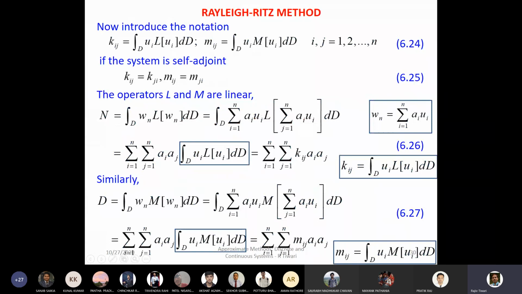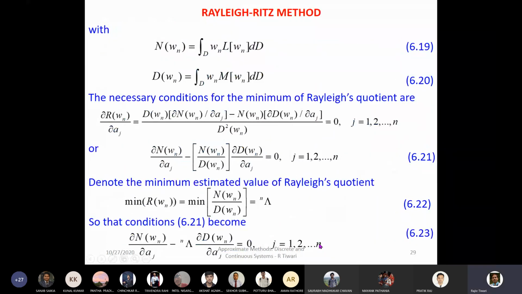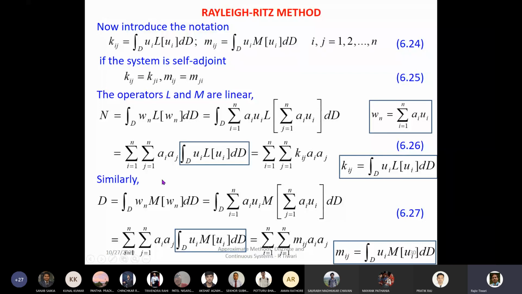Now I'm defining this. We are introducing kij as this and mij as this. This will be used in the previous definitions. Here we know that because of the self-adjointness of the operators L and M, kij will be equal to kji and mij will be equal to mji.